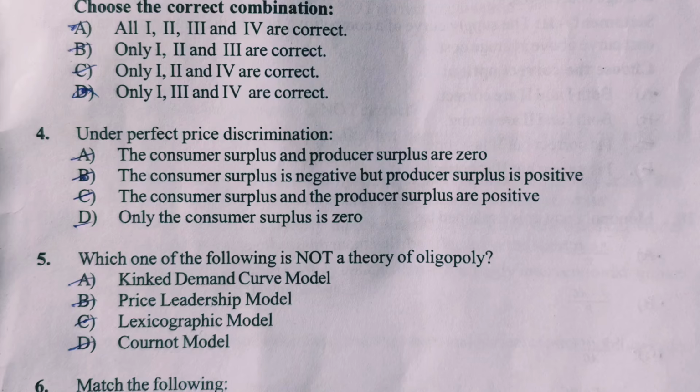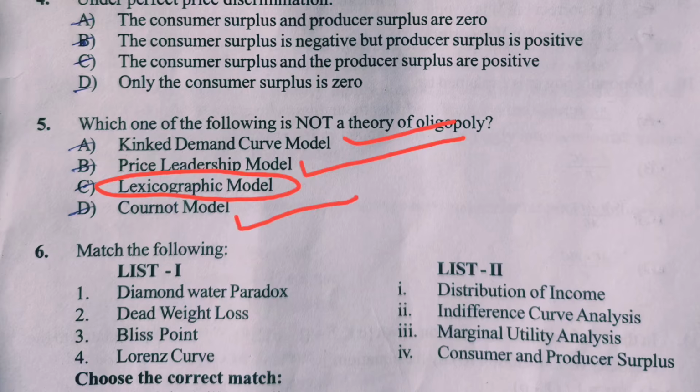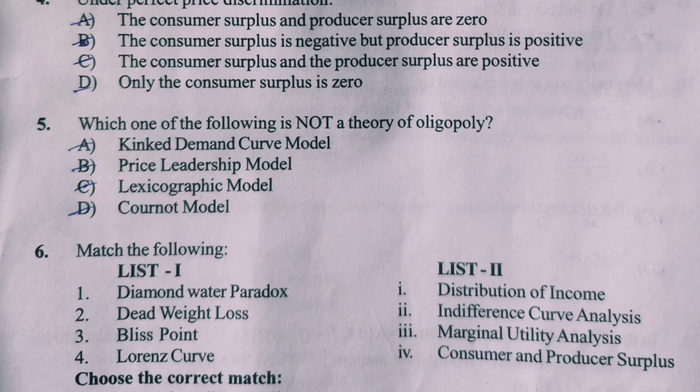Then we have the next question. Which one of the following is not a theory of oligopoly? So the kinked demand curve, that is in the oligopoly model. Price leadership model, that is also. Lexicographic preferences are not in oligopoly, this is in fact in consumer theory. Okay, consumer preferences. The last is the Cournot model. We know that is also an oligopoly model. So the correct option should be C in this case.